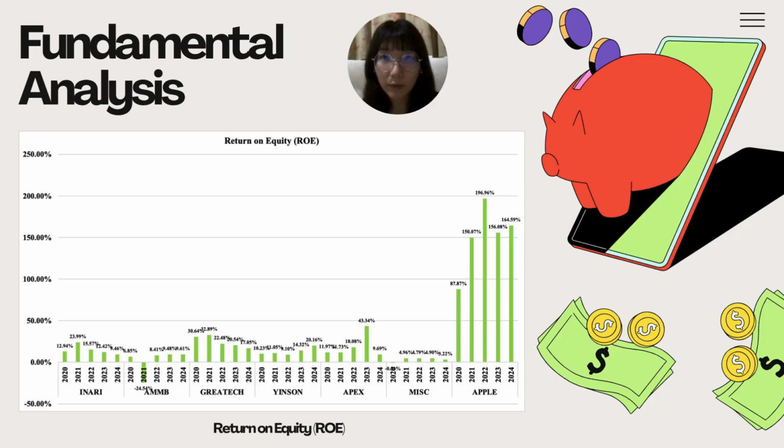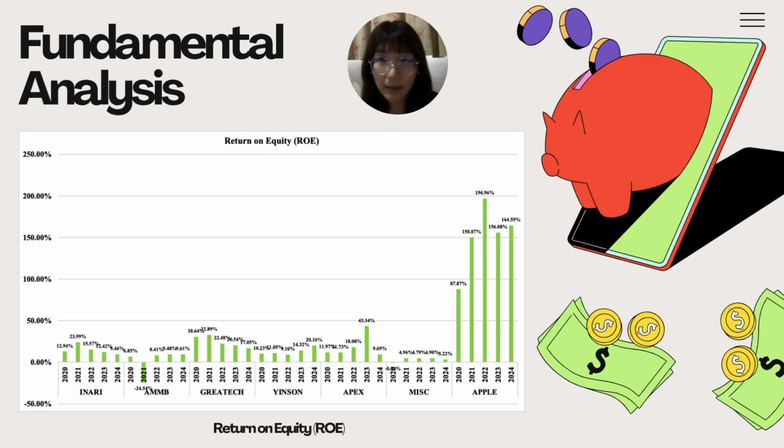I will present the fundamental analysis of our selected stock. The first one is the ROE, which measures how efficiently a company uses shareholders' funds to generate profit. Among all, Apple Inc. leads with a remarkable ROE of 196.96% in 2022, showing its strong profitability.